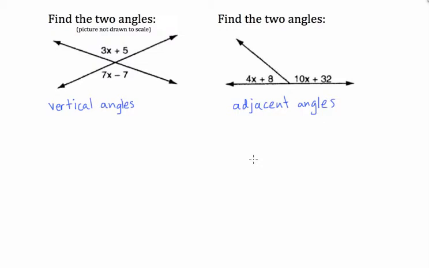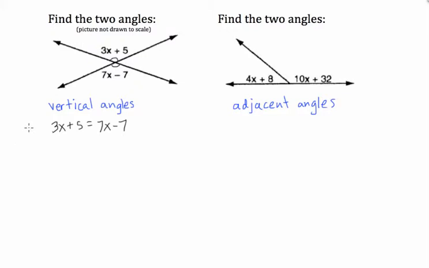So let's look at some problems and see how the geometry and algebra are combined. First, this picture is not drawn to scale. So we have 3x plus 5 and 7x minus 7. These are vertical angles. They're right across from each other. So vertical angles are equal. So we know that 3x plus 5 is equal to 7x minus 7.